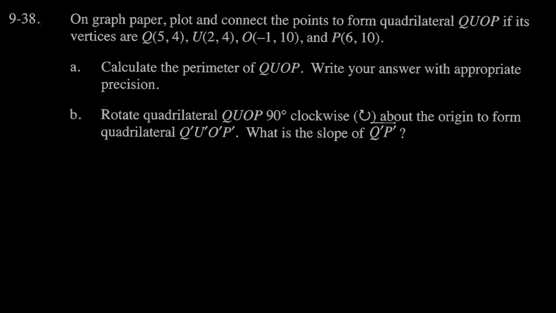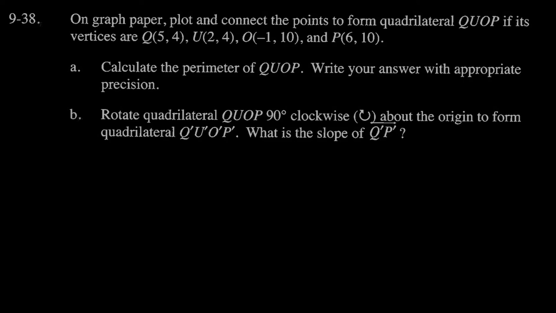Chapter 9, question 38 on graph paper. Plot and connect the points from quadrilateral QUOP if its vertices are located at Q (5, 4), U (2, 4), O (-1, 10), and P (6, 10). The first thing we're asked to do is find the perimeter and write your answer with appropriate precision. Meaning probably we're going to round this, because all of our points are recorded to the nearest whole number. We're going to record our answer to the nearest whole number.